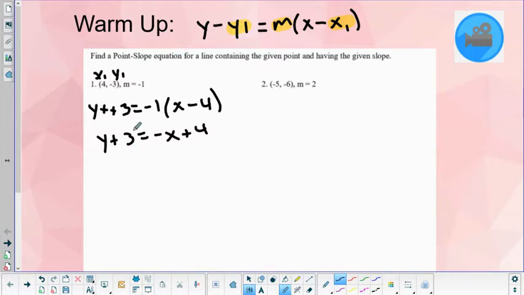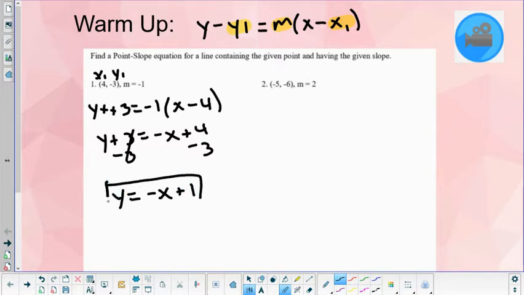So I need to move this 3 over to the right. So the inverse of adding is to subtract. And I'm going to subtract it with its like term, which is our constant. So we get y equals -x, and then 4 minus 3 gives me 1. So this is my equation for this line. So looking at this equation, I can tell that it has a slope of -1 because it's a -1x, and it has a y-intercept of 1.